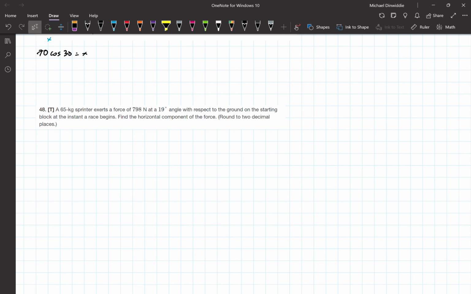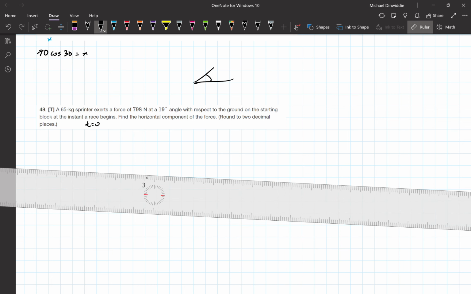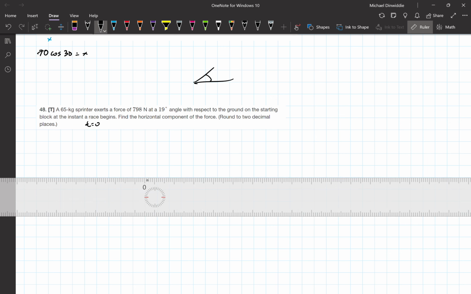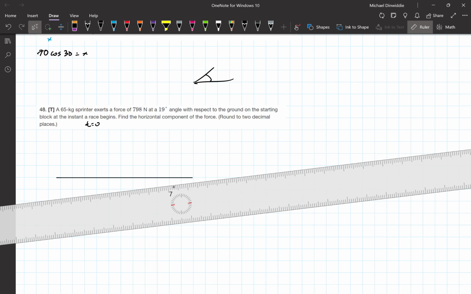A 65-kilogram sprinter exerts a force of 798 newtons at a 19-degree angle with respect to the ground. So that means 19 degrees with respect to horizontal on the starting block at the instant a race begins. It's time equals 0. I'm just putting down what I think out loud here. Find the horizontal component of the force. So let's figure this out. And if you're a mechanical engineer like myself, you're going to be using this a lot in later classes. So it's always good to know. So round to 2 decimal places.